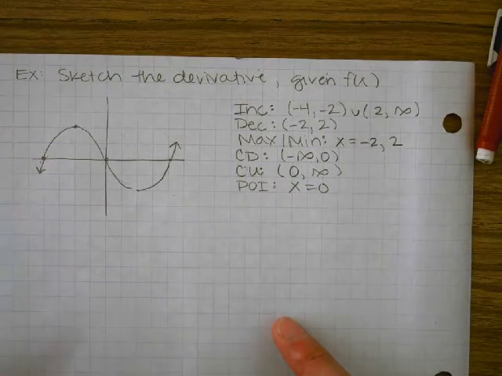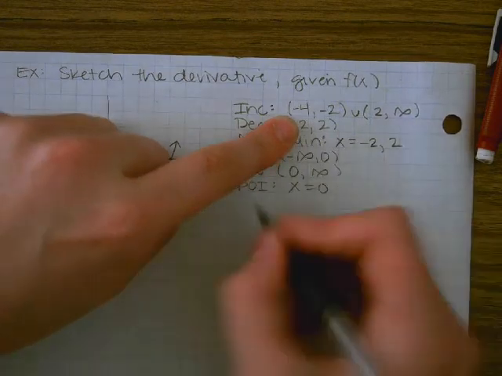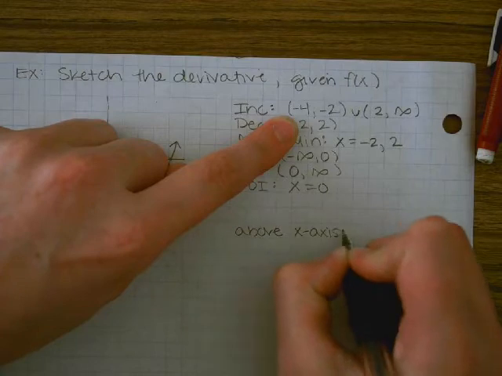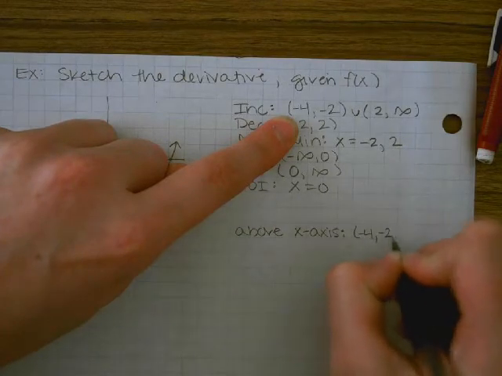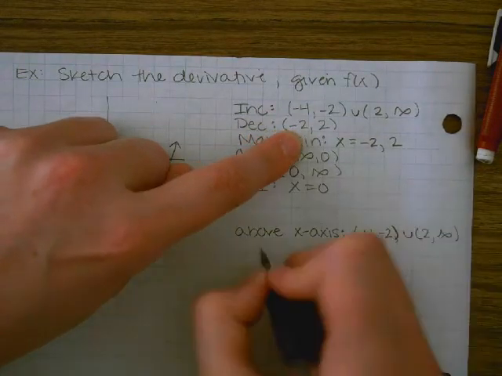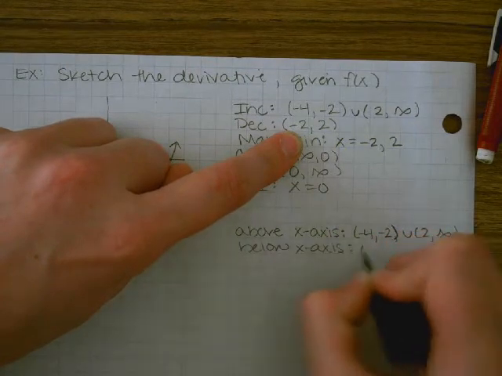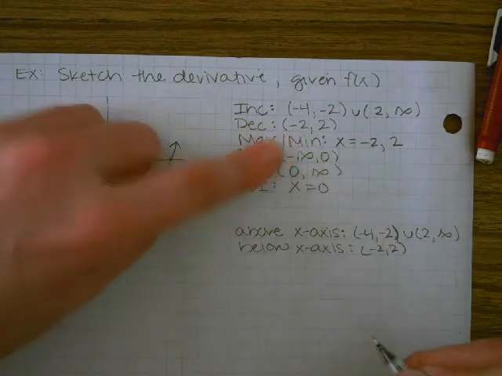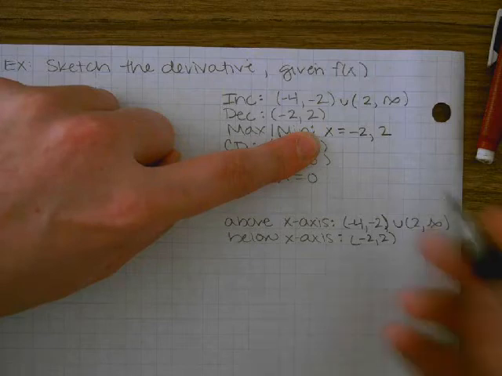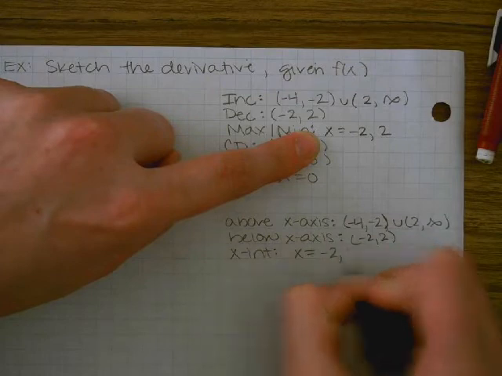Okay, so let's go ahead and interpret each of these things. If it's increasing on these intervals, then we're going to say on those intervals it's above the x-axis. So from -4 to -2, and from 2 to infinity, we are above the x-axis. We are below the x-axis from -2 to 2. We're going to have x-intercepts. It's going to cross from being above to being below, and vice versa, when x is -2 and x is +2.